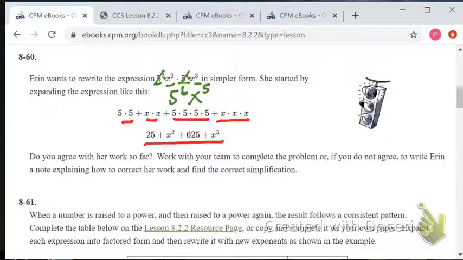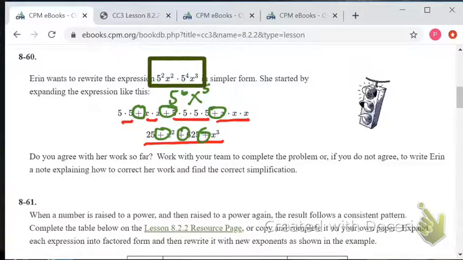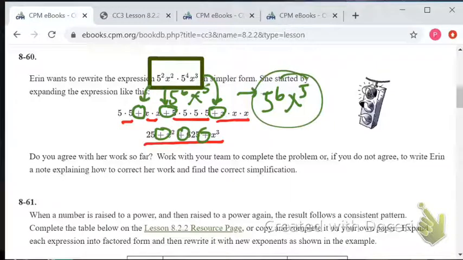So the problem with Erin's work is she started to add them. Let me go back to the original problem here. Nothing in that problem said to add, right? But what did she do? She started to add. So that's going to be a problem. They're all multiplying each other, so we should keep it as multiplying. So again, let me rewrite the answer as 5 to the 6th times x to the 5th. There's your final answer.